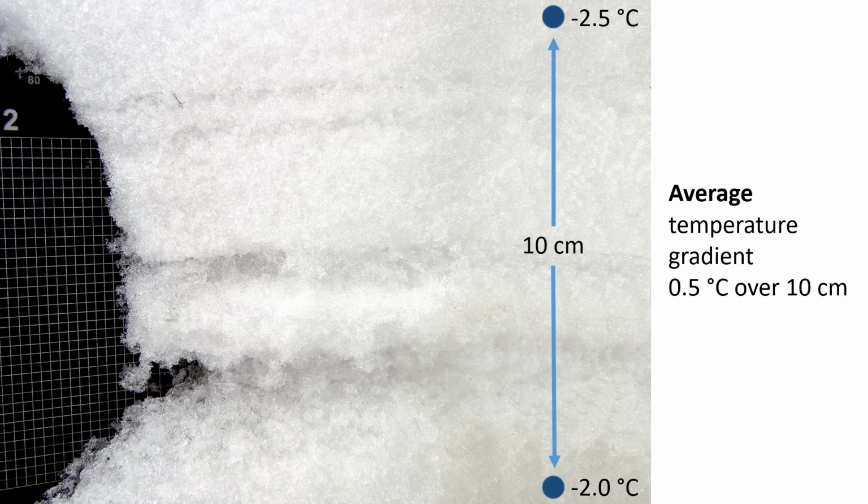Not so fast. The crust sometimes favors faceting just above and below the crust, even when the average temperature gradient over 10 centimeters is small and not favorable to faceting. In this photo, we see facets have formed above and below the crust, so the temperature gradient adjacent to the crust must have been large enough.